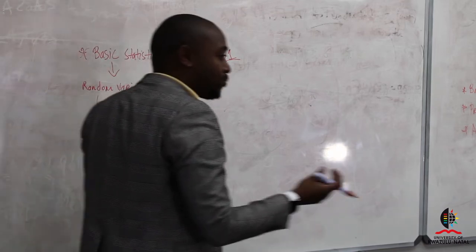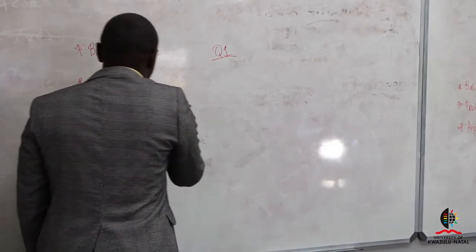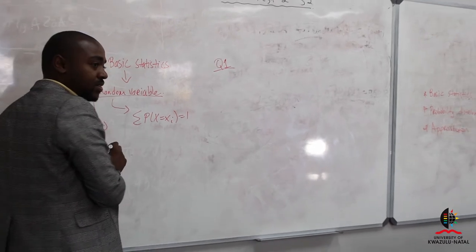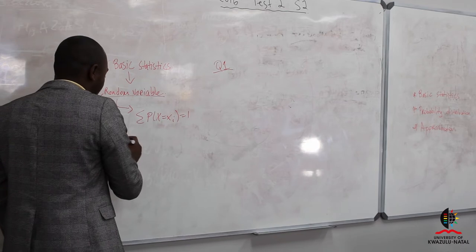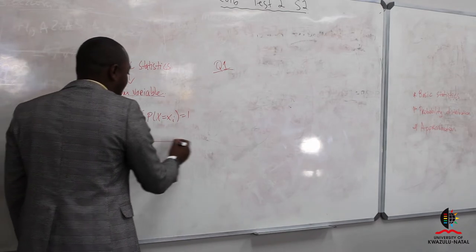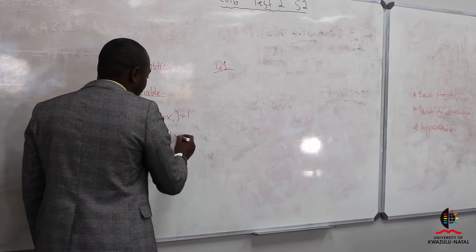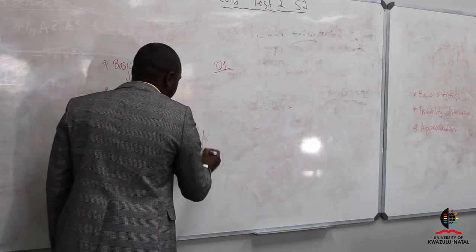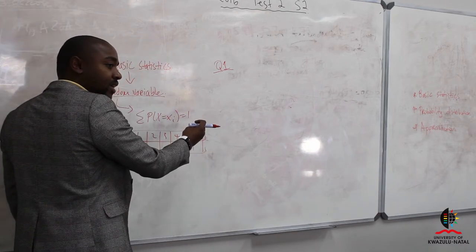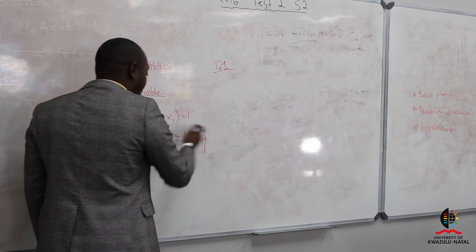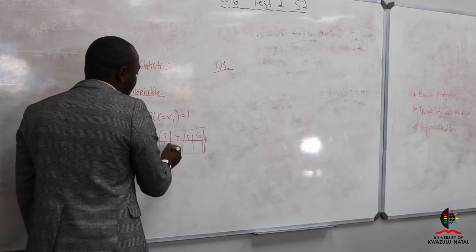Why is it summing up to 1? It's summing up to 1 because your random variables are all the possible outcomes they're giving you. For example, if you take a die, how many outcomes does a die have? 6. 1, 2, 3, 4, 5, and 6, right? These are all possible outcomes from a die. Now, out of these possible outcomes, you're given probabilities, and these probabilities must sum up to 1.